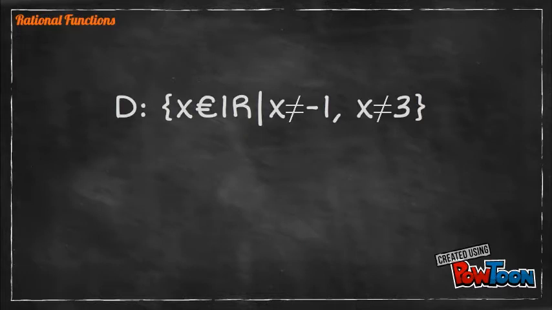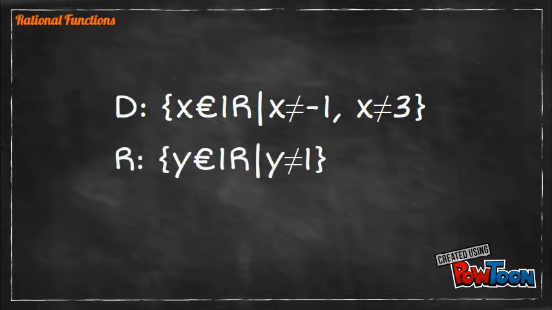Getting the domain, we have x is an element of all real numbers where x is not equal to negative 1 and x is not equal to 3. While getting the range, we have y is an element of all real numbers where y is not equal to 1.